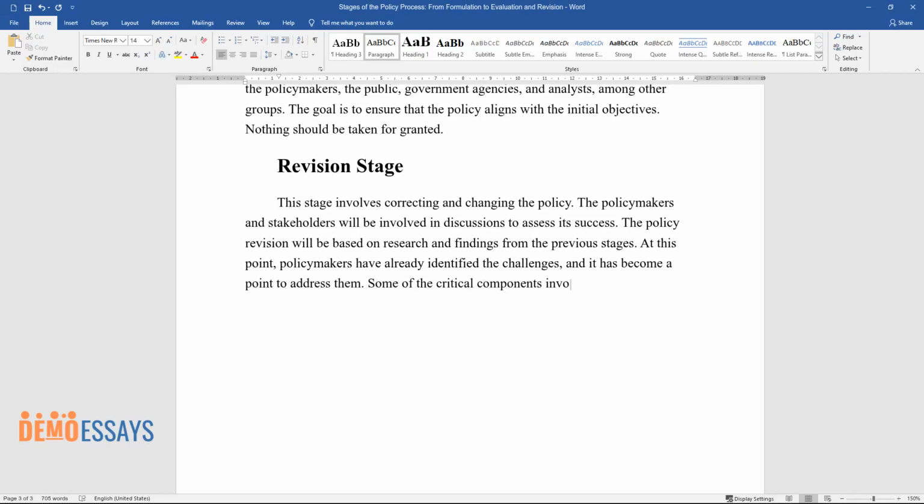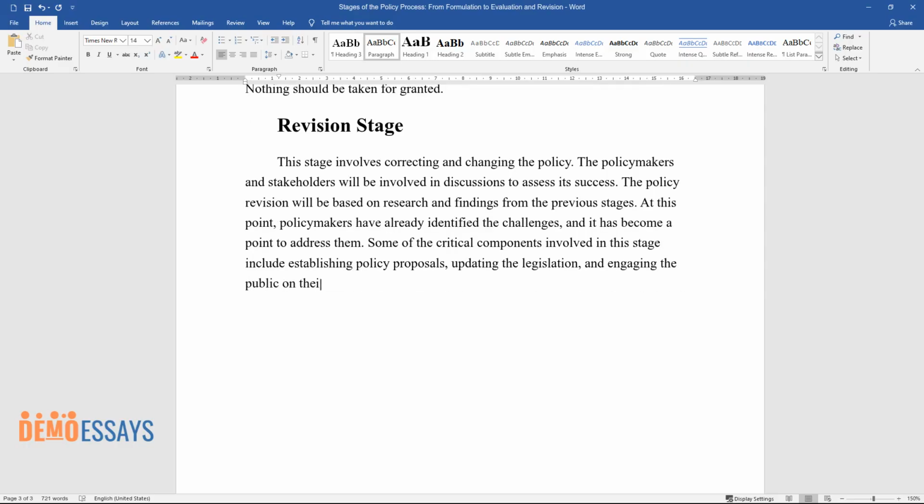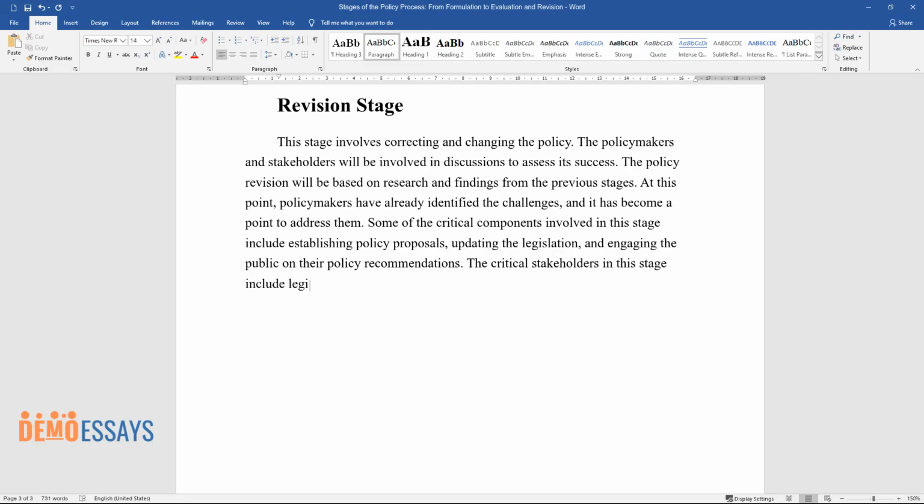Some of the critical components involved in this stage include establishing policy proposals, updating the legislation, and engaging the public on their policy recommendations. The critical stakeholders in this stage include legislators, interest groups, and the general public.